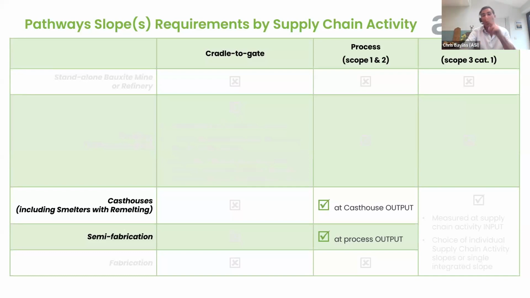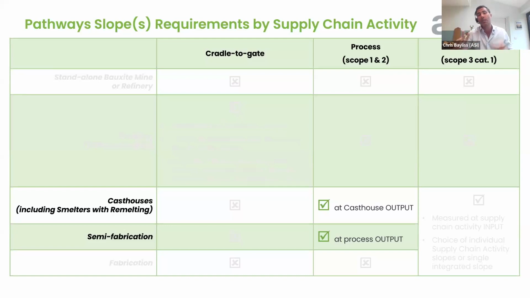What are those two slopes? Well, for both cast houses and for semi-fabrication, those slopes are, one, a process slope, measured at the output of the process, and it's the Scope 1 and Scope 2 emissions, corporate accounting, Scope 1 and Scope 2 emissions of that process, gate to gate. That's the first. Scope 1, Scope 2, related to that process.